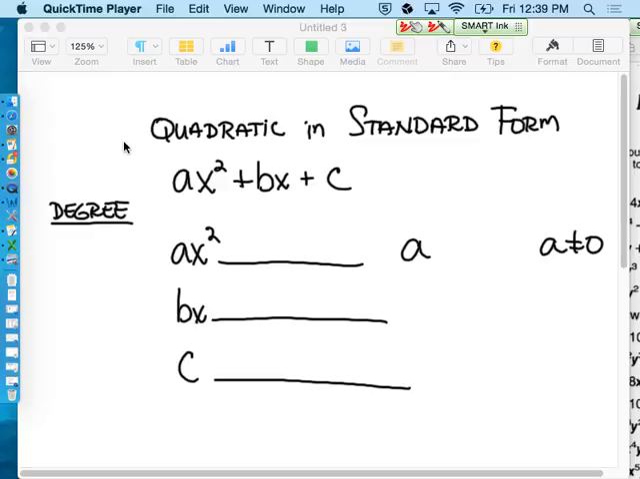So this is what's known as our quadratic given in standard form. Each term has its own name. The first term is called your quadratic term. This is my quadratic term, and A is called the lead coefficient. The lead coefficient.